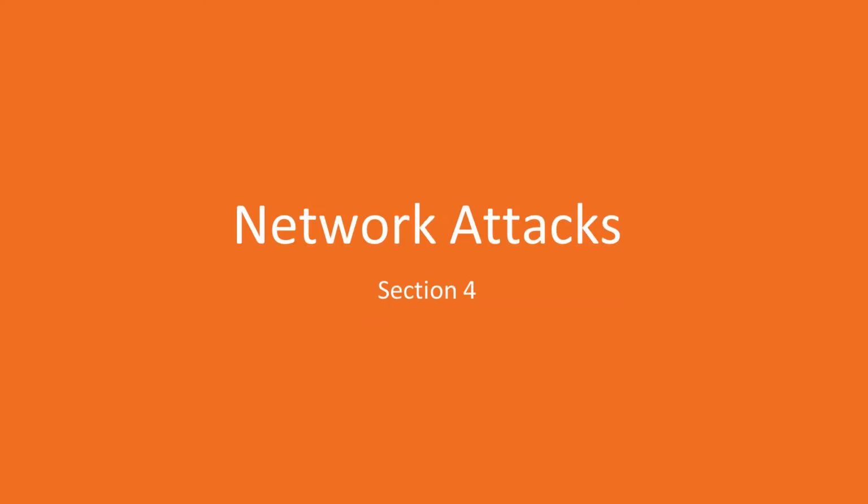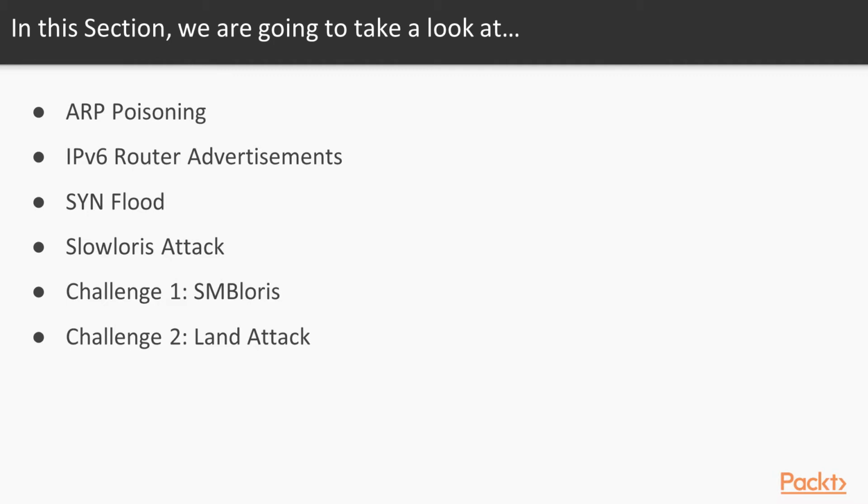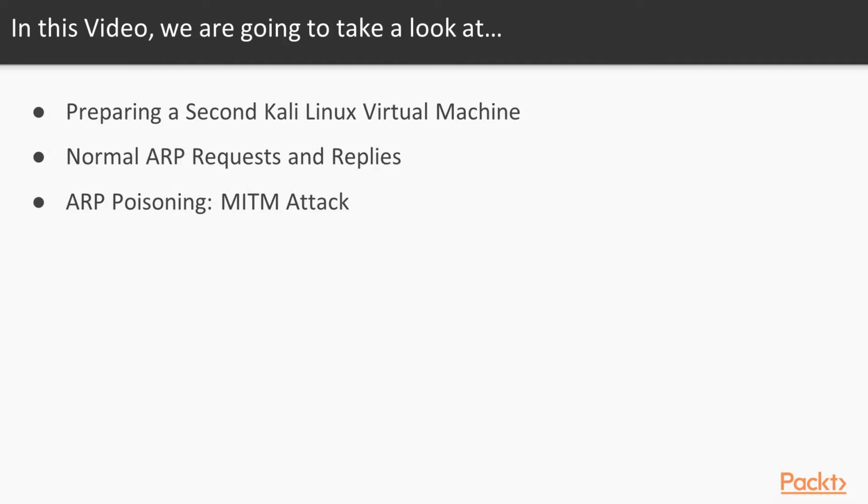This video begins the network attacks section. We're on the first lesson, ARP poisoning. Here are the topics. We'll prepare a second Kali Linux virtual machine and explain how normal ARP requests and replies work, and then perform ARP poisoning, which is a man-in-the-middle attack, to redirect traffic on a local area network.